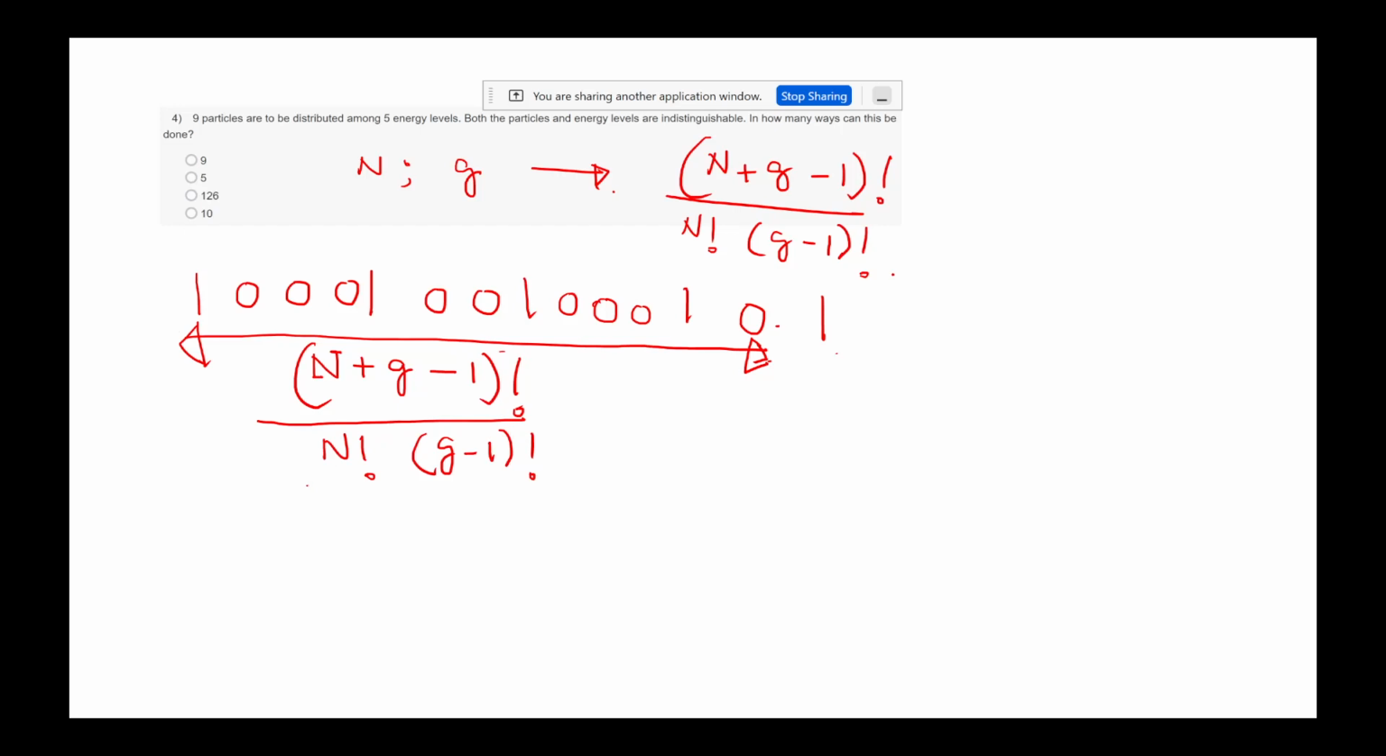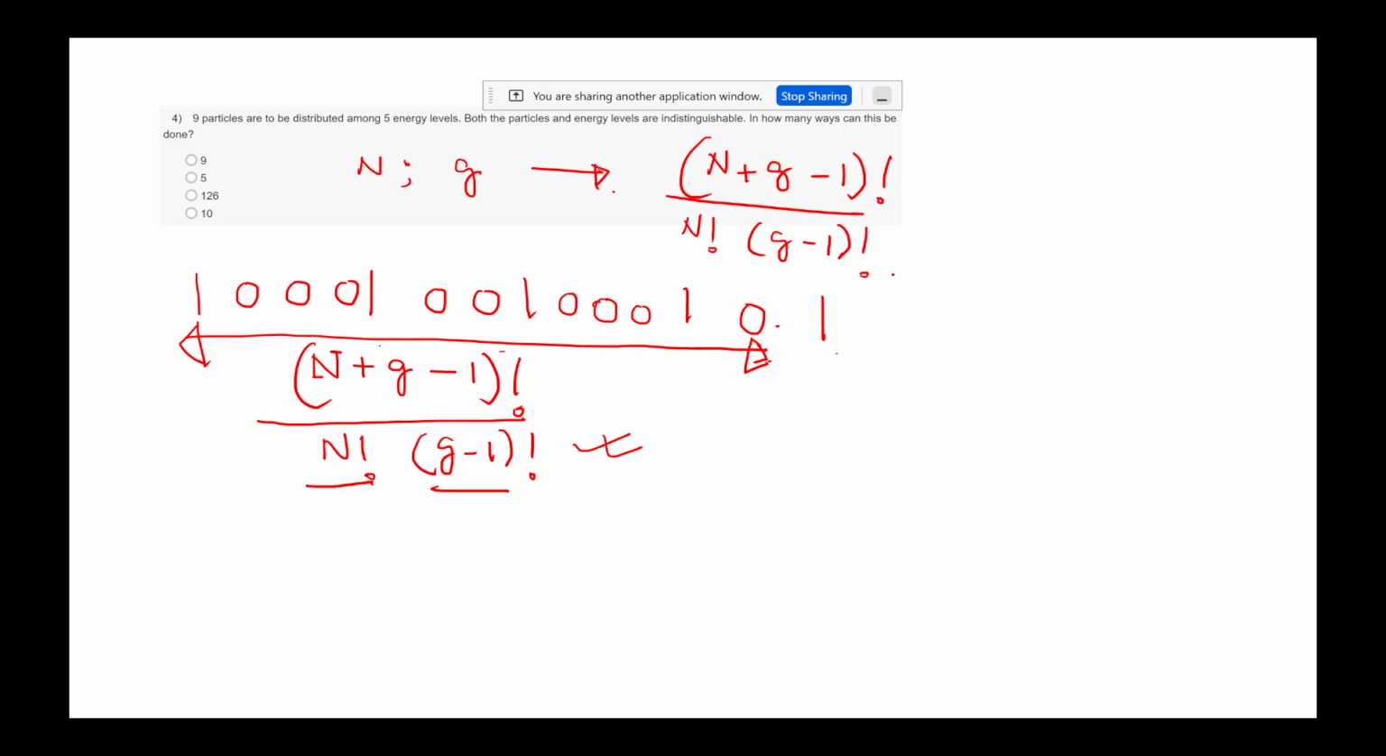Why is this coming? Can you answer it? Why is it coming in n factorial and g minus 1 factorial? Because the number of particles is n, and g minus 1 because we have taken a particular energy level to be fixed. So g minus 1. That's true. But it is coming because we have over counted here.